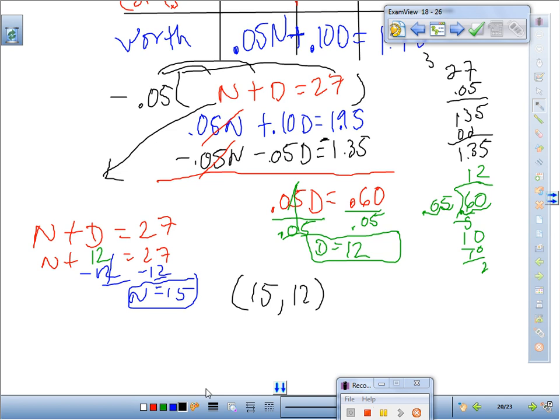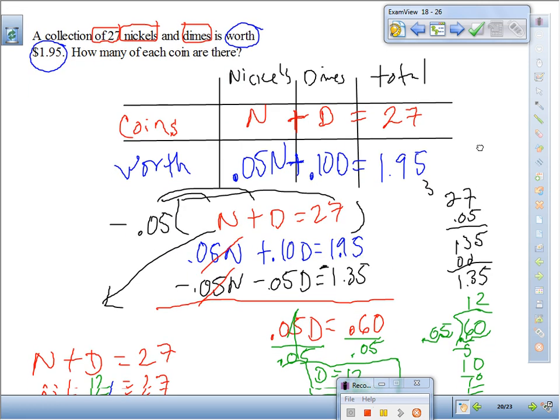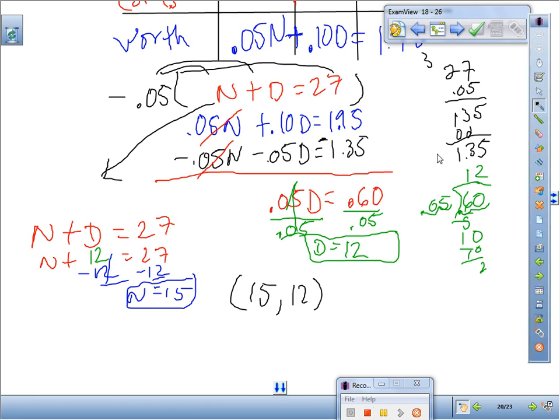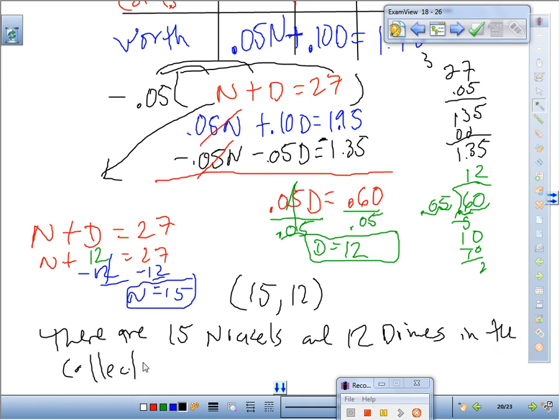Think about your statement. Don't say it out loud. Think about it. Let's see, it says, a collection of 27 nickels and dimes is worth $1.95. How many of each coin are there? So your statement should read like this. There are 15 nickels and 12 dimes in the collection worth $1.95. Thank you.